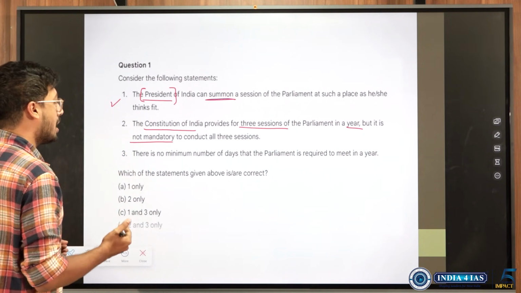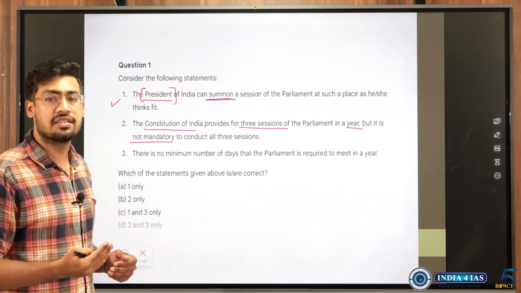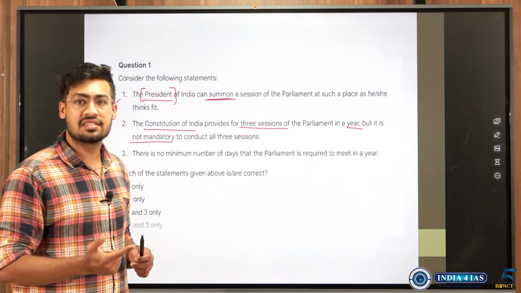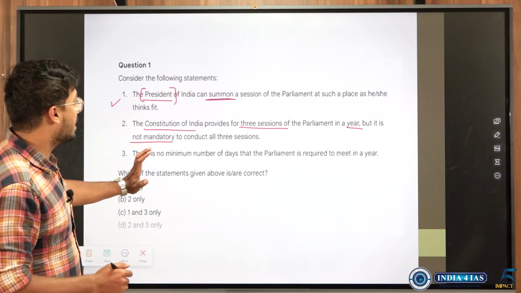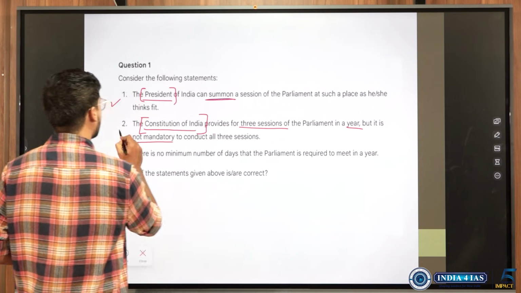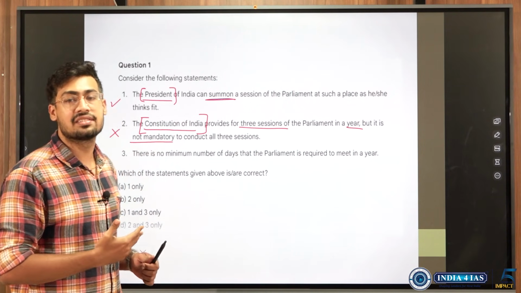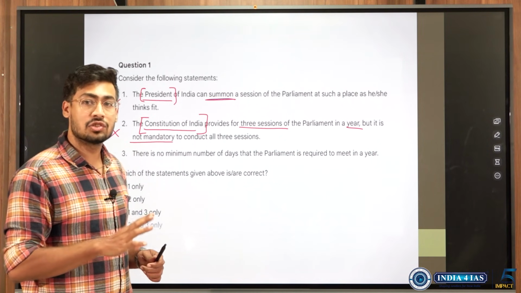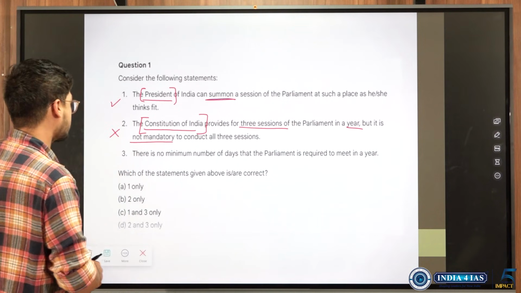Next, Constitution of India provides for 3 sessions. We know that there are 3 sessions. Which are those sessions? Budget session, monsoon session and winter session. But we know that there are 3 sessions in the Parliament, but is it being mentioned or provided by the Constitution? It is not provided by the Constitution. It is a parliamentary convention that we practice this. Parliamentary convention means we do it because of the practice. It does not have a legal backing in law or a mention in the Constitution.